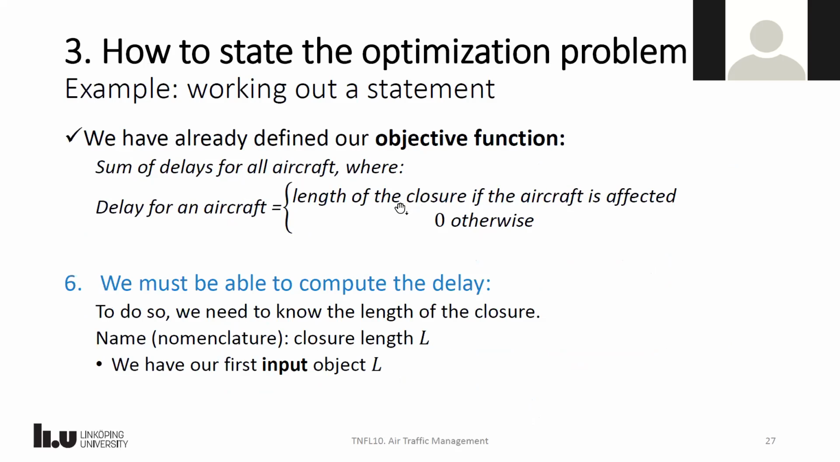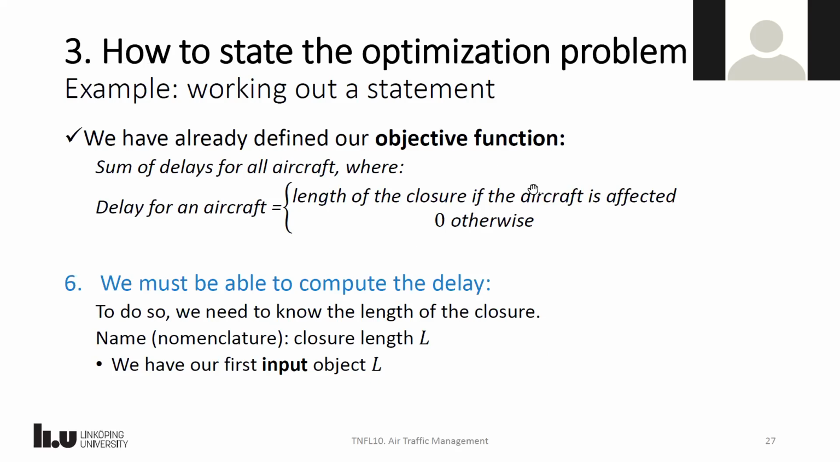But in this definition over here, a question that comes to mind is: what is the length of the closure? Is that a parameter that you have? Is it something that you have to define? Well, in this case, the length of the closure could be something that's given in our input. In our problem, we have to close the airspace for a given amount of time, and that given amount of time is fixed. So that will go into our input.